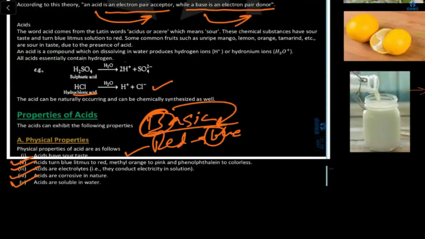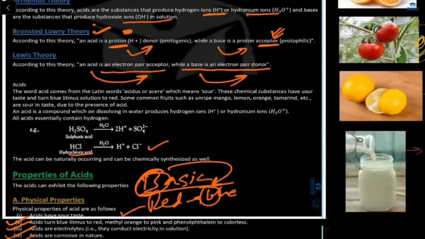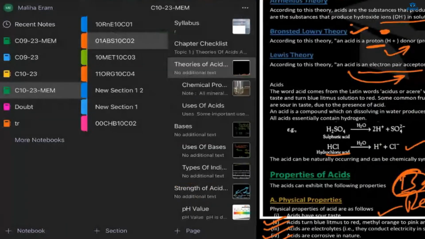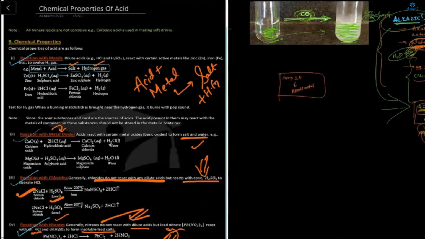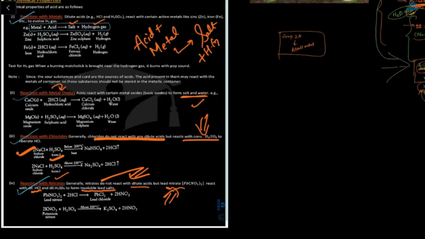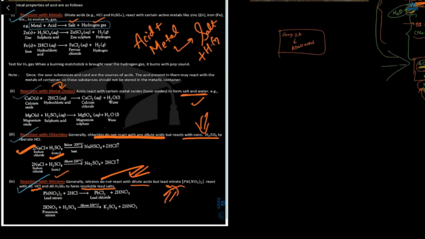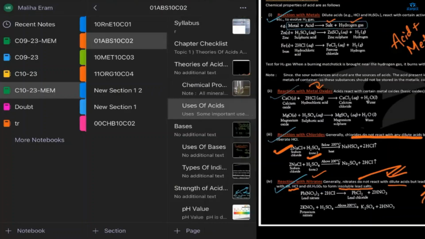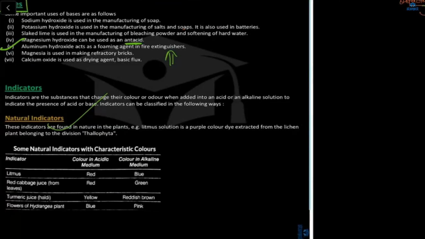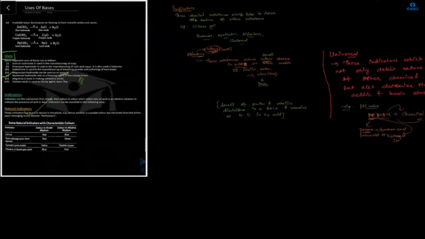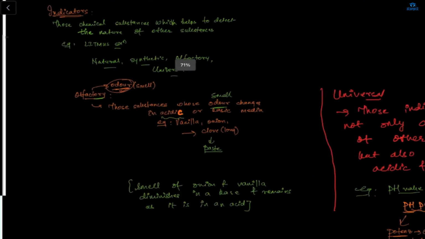No, ma'am. What we discussed: acid, base, salt, properties, physical properties, chemical properties. In chemical properties, see how many subtopics are there. Reaction with metals, metal oxides, chlorides, nitrates. Uses of acids, uses of bases, indicators we discussed, that there are three types of indicators.